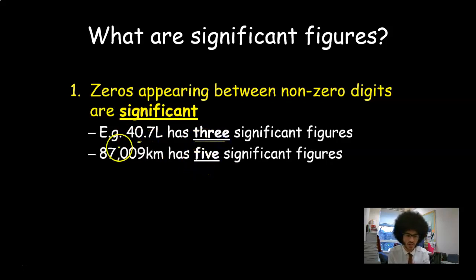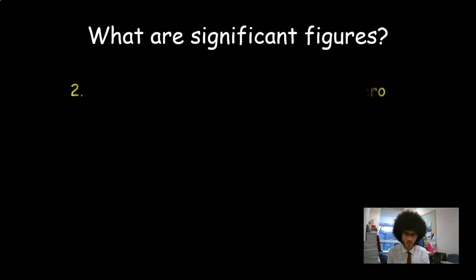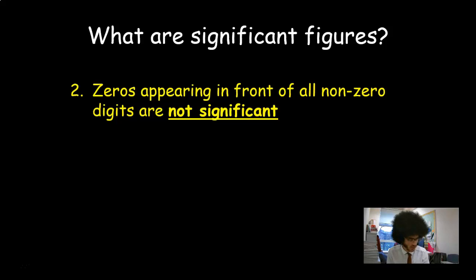As a second example, let's say I've got 87,009 kilometers. I've got 1, 2, 3, 4, 5. I've got these two zeros wedged between two numbers that aren't zero. Therefore, they are significant. Therefore, this whole number has 5 significant figures. So that's rule number one. Rule number two, and by all means make notes of these rules as I go along.